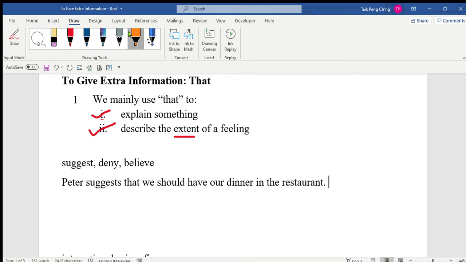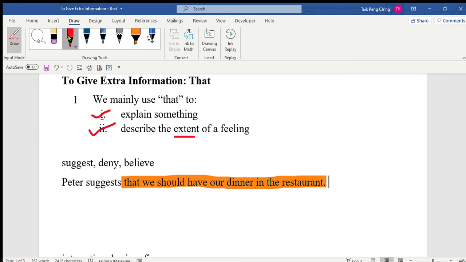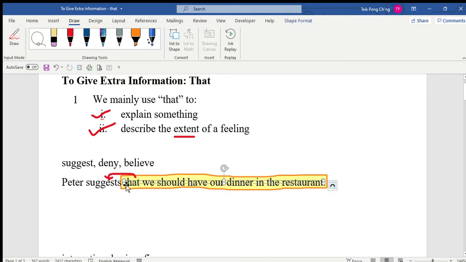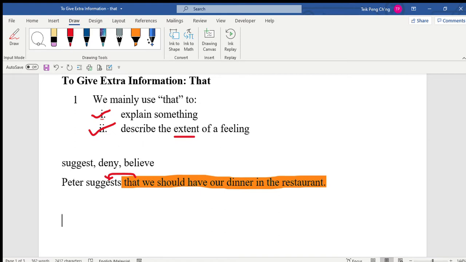I repeat. This phrase gives us further explanation of what Peter suggests. So the word "that" is used here to explain what Peter suggests. It gives us more information.